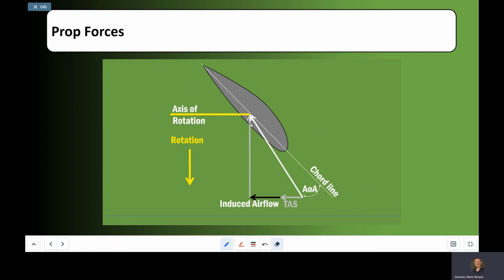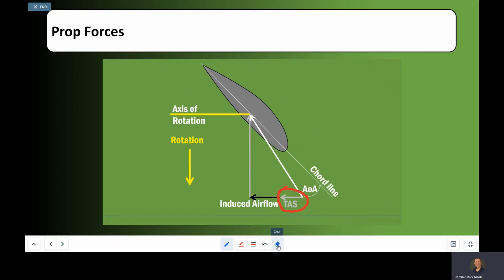I think I got to back up for a second here. I misspoke. This little vector right here is a rotational airflow. And this black vector here is the induced airflow. And you felt that airflow when you are behind an airplane and you got blasted from the prop wash. That's the induced airflow. Once the airplane begins moving, there's more air coming in from the speed that you're at.